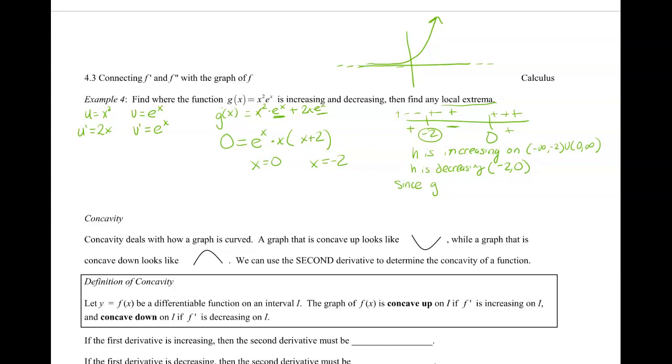So since g prime changed from positive to negative at x equals negative 2, then there's a relative max.